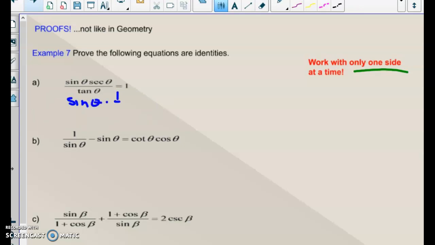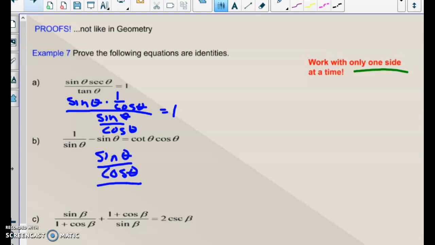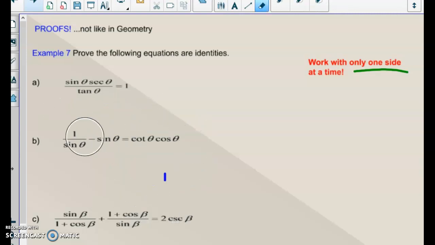Sine times 1 over cosine all over sine over cosine equals 1. And then I'm going to rewrite that as sine over cosine because I'm multiplying on top. And then I have that over sine over cosine. And anything divided by itself is 1, so this becomes 1, which is the same as that. Okay? All right. Going to erase because I don't have enough room for the whole thing.